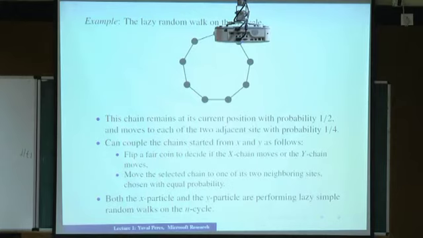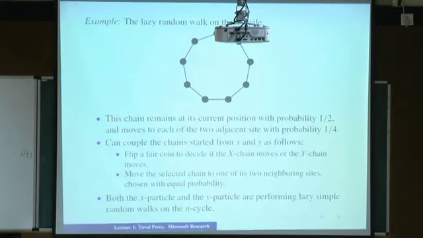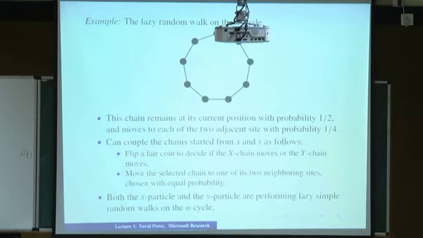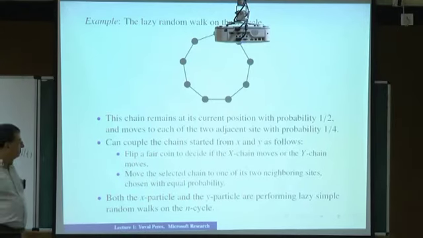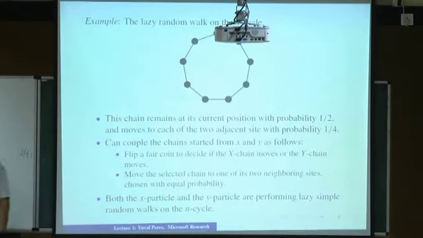So again, the chain stays in place with probability half. With probability quarter it moves right, a quarter moves left. Now suppose I start two copies of the chain at two points x and y. We're going to couple them as follows. We're not going to run them independently. We flip a fair coin to decide if the x particle or the y particle moves.